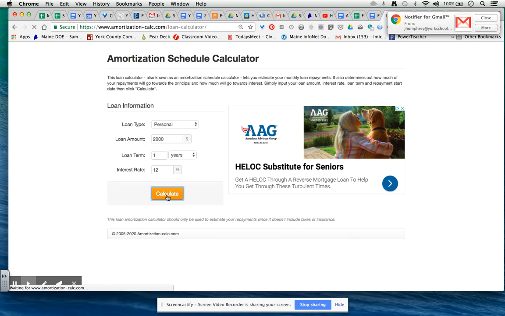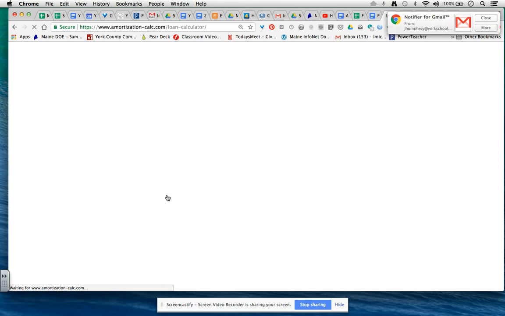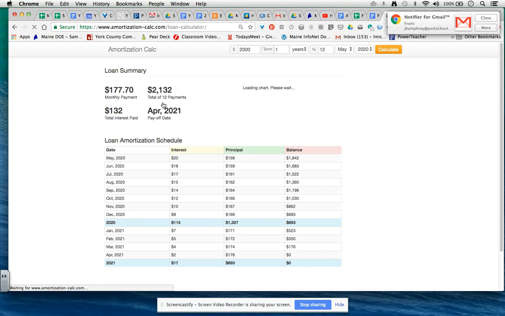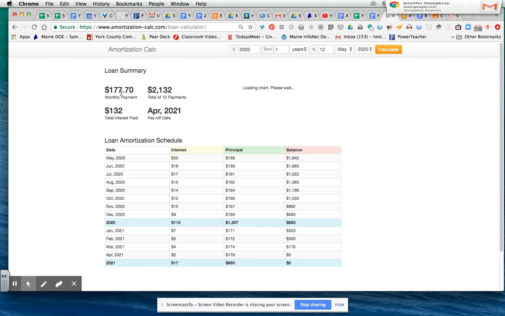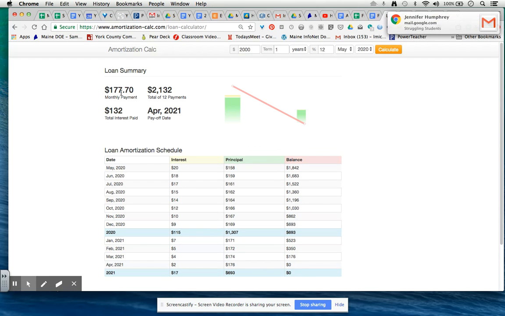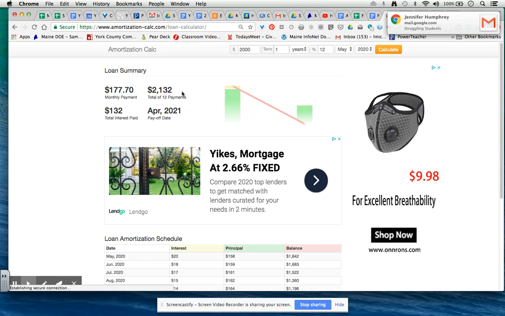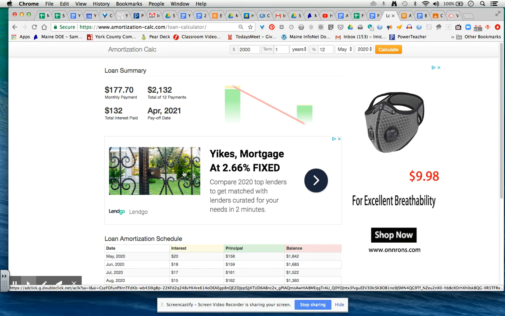And this is going to generate an amortization schedule. So it's going to tell you what your monthly payment is, how much you have to pay back in all, how much interest the creditors make for lending you money. And then down here it shows you of this $178 that you pay each month, $158 goes to principal, which is what you borrow, and $20 goes to the interest.